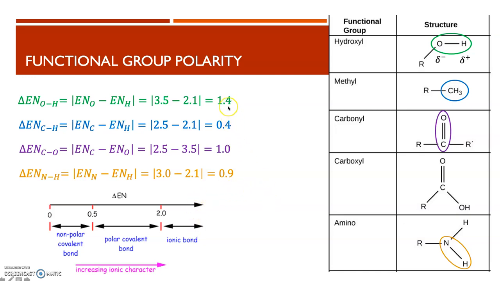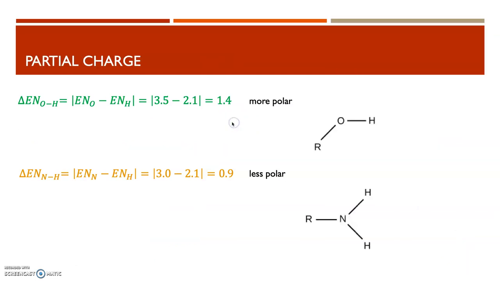So if we look at these differences in electronegativities for these functional groups, we can see that the OH hydroxyl group is polar, the CH3 or methyl group is nonpolar, CO is polar, and amino is also polar. Polarity is a continuum. That's sort of an important point. Let's just compare two of these that are both polar. If we look at the OH group versus the NH group, they're both labeled as polar, but the OH group has a 1.4, which means it's more polar, and the NH group has a 0.9, which is less polar.